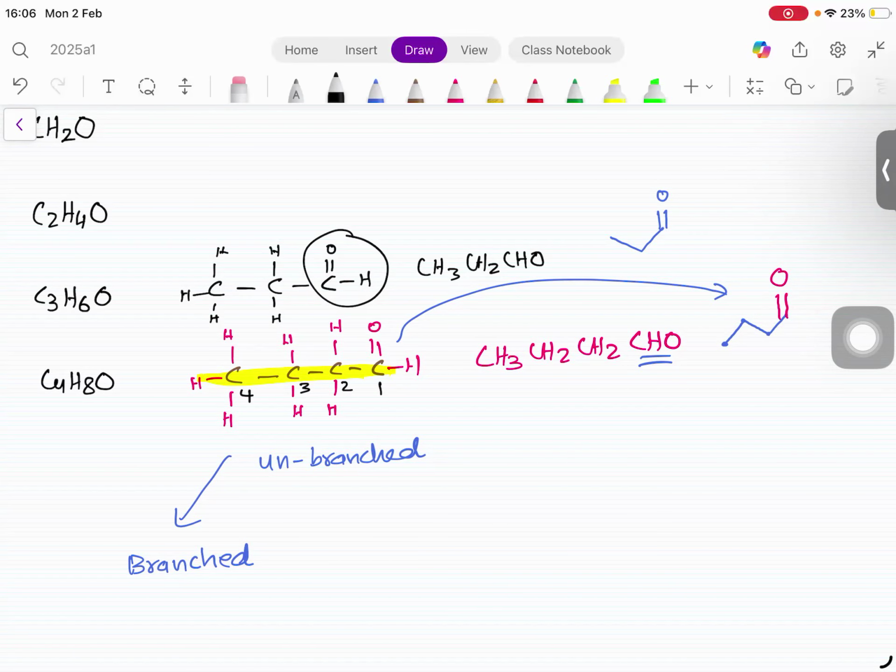There are 4, so how many to put in the chain? 3. And the 4th one in the branch, rest is the same. And please draw all the forms: displayed, structural, and skeletal.